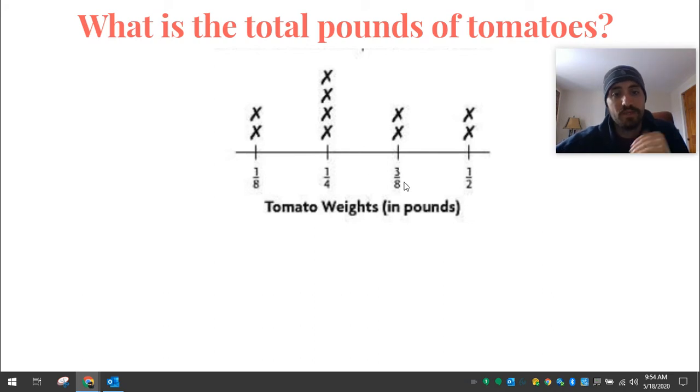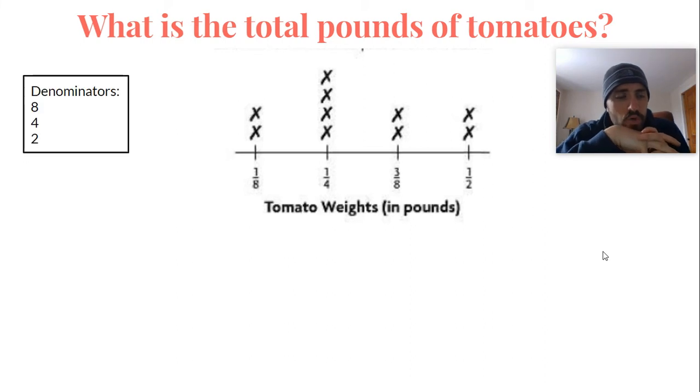Each of these weighs 3/8 of a pound. Each of these weighs 1/2 of a pound. The problem here is that I have different denominators, so if I want to compare these and add them, I can't really do it. Let's be clear about what's going on here. I see that I have 3 different denominators, 8, 4, and 2, and I need to decide what denominator I can get them all to be.